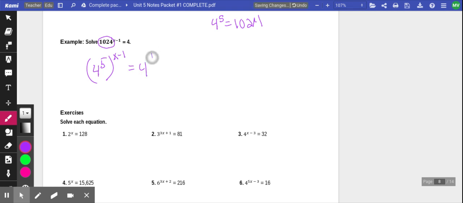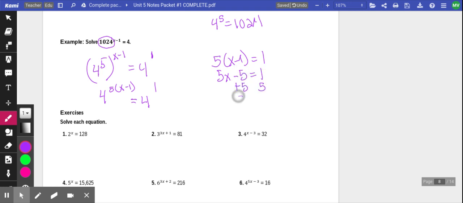Now 4 with no exponent is 4 to the 1st. Our rule is when we're raising a power to a power, we're multiplying the exponents. So that's 4 to the 5(x minus 1) equals 4 to the 1st. Now that my bases are the same, I can forget about the base, and I'm just going to say the exponents are equal. So 5(x minus 1) equals 1, and I solve that. But first I distribute. 5x minus 5 equals 1. I add 5, I get 5x equals 6. Divide by 5. x equals 6/5.